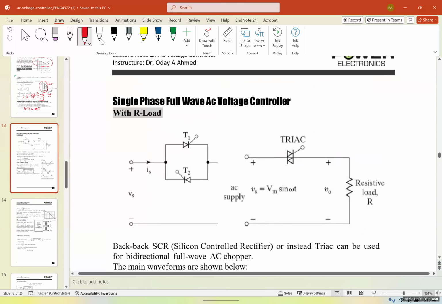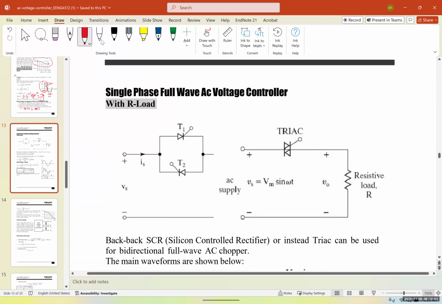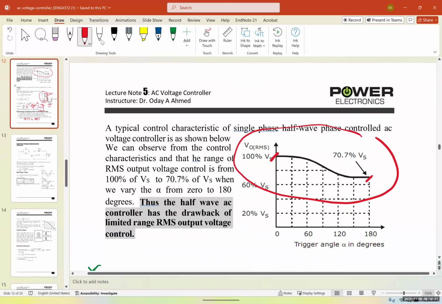Now, what is the solution to these problems? We can use a single-phase full-wave AC voltage controller. For this, instead of having one SCR, we're going to have two SCRs or two thyristors, or a triac. So we can have one for each cycle. In the previous one, we only had one SCR or thyristor.